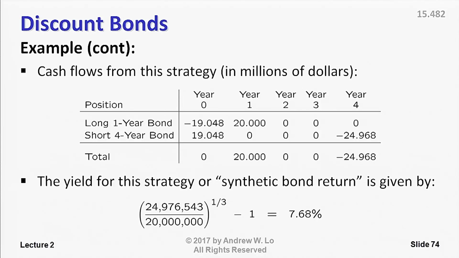In year 0, I bought 1-year bonds and I shorted 4-year bonds. And so how much did I spend this year? Nothing. No money net of these two transactions. Come next year, my one-year bonds mature, and I get $20 million. I take the $20 million, and that's what I'm going to spend on my phase 3 trials.